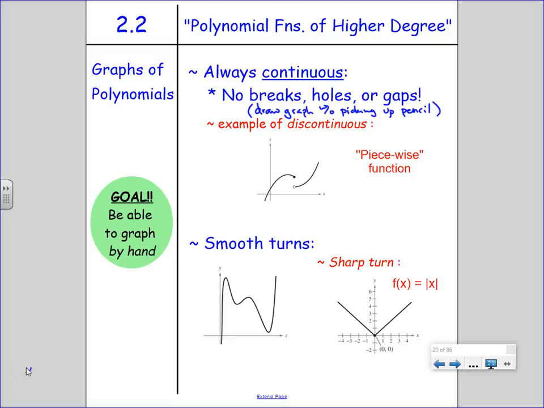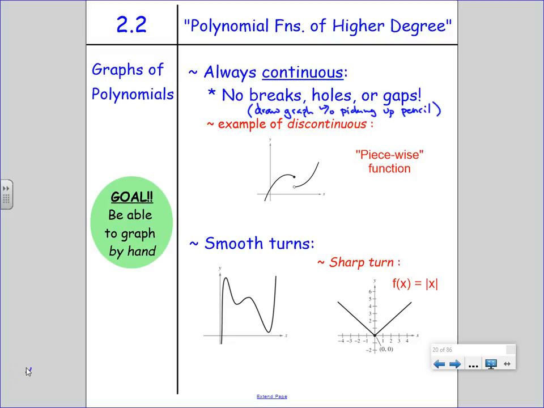Meaning, is this continuous? No. Why? Because I had to pick up my pencil. That's not continuous, right? The one tricky one with that is this. You can technically not pick up your pencil and still draw it. But if you're actually indicating the values, oh. So anyway, that's the one exception to this little silly rule.